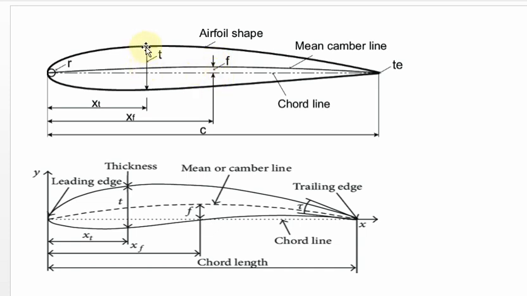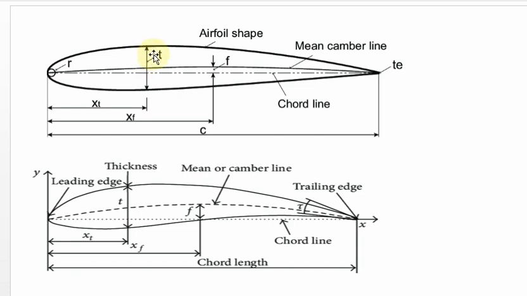Similarly, this is the thickness. This is the maximum thickness available in the particular aerofoil. We have to locate the maximum thickness from the leading edge. Whenever position terms come, we take only the leading edge as the reference, not the trailing edge. So from the leading edge, what is the distance to the location of the maximum thickness?